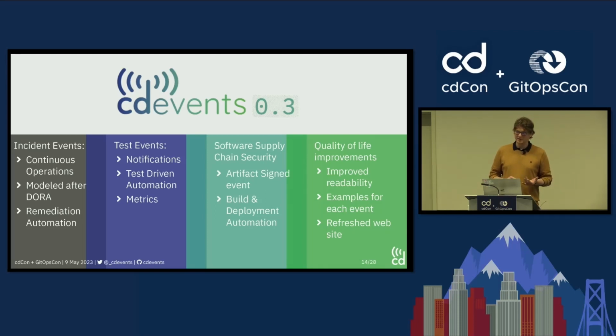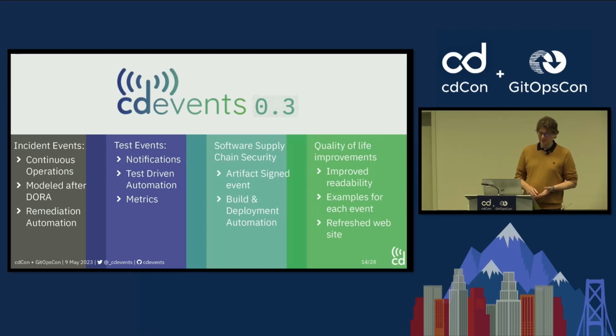That also allows us to provide enough information to calculate the remaining two DORA metrics that were not covered in the 0.1 release of the protocol. Incident events also help with automation for remediation, because if something goes wrong and you have an incident, you could do things like automatic rollback, or use this information in general to trigger automatic remediation.